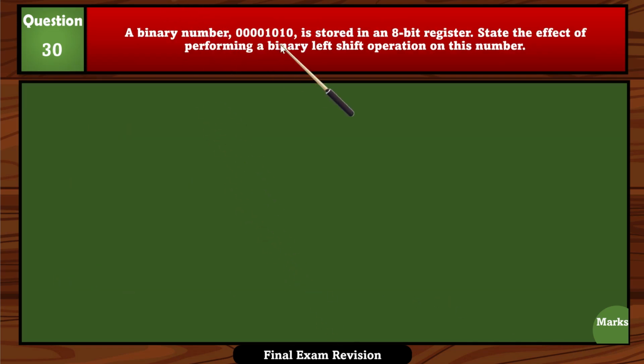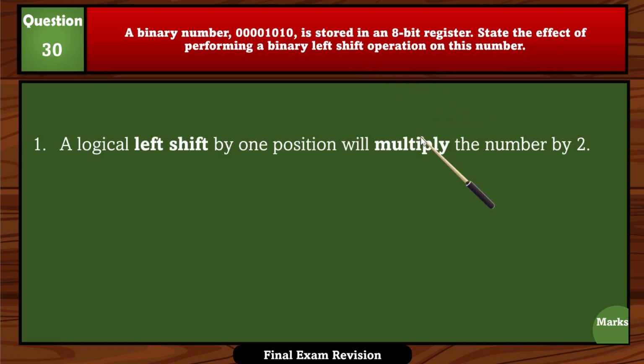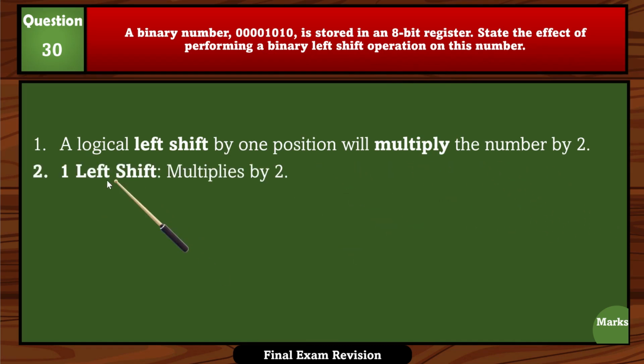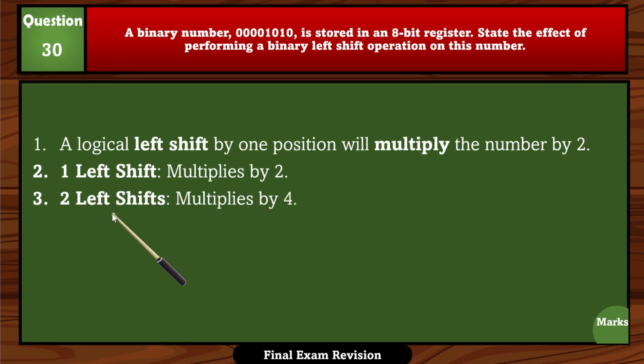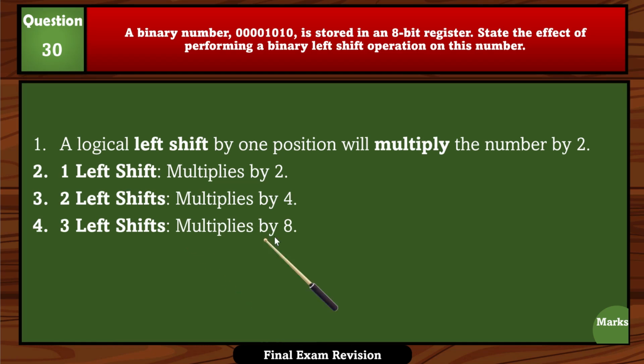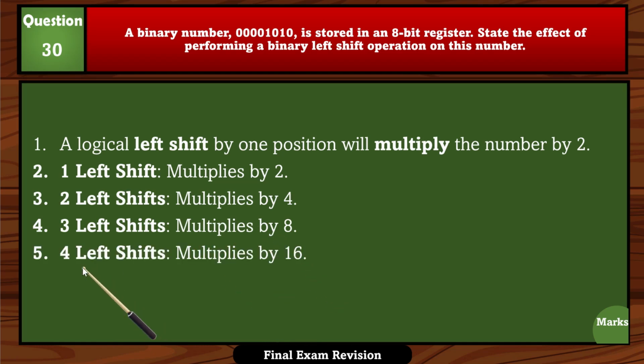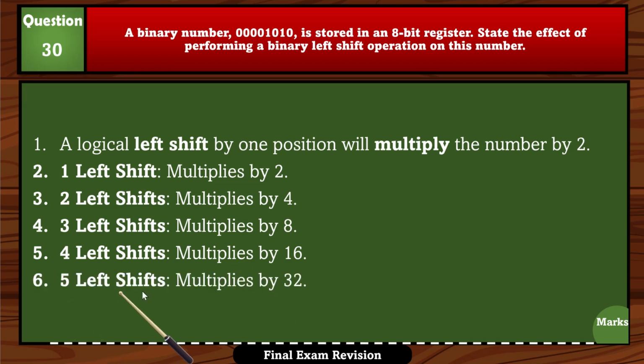Question 30: a binary number is stored in an 8-bit register. State the effect of performing a binary left shift operation on this number. So what is the effect of performing a left shift? A logical left shift by 1 position will multiply the number by 2. One left shift multiplies by 2, 2 left shifts multiply a number by 4, 3 left shifts multiply a number by 8, 4 left shifts multiply a number by 16, while 5 left shifts multiply the number by 32.